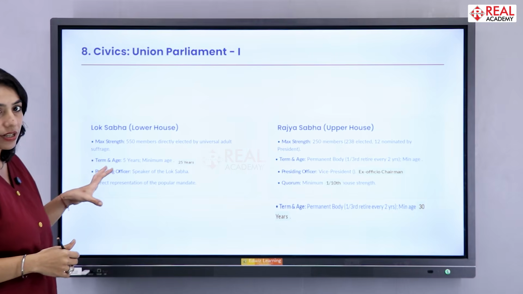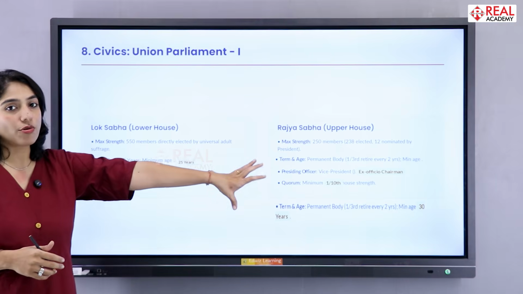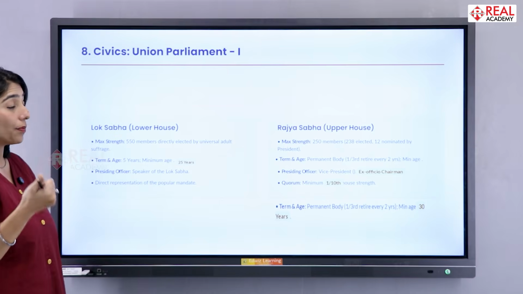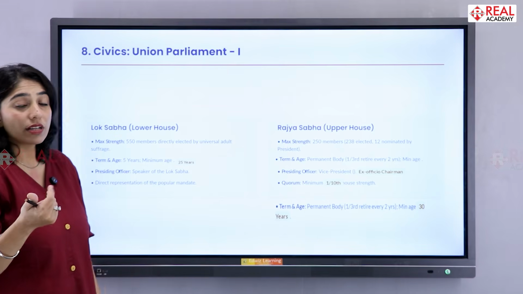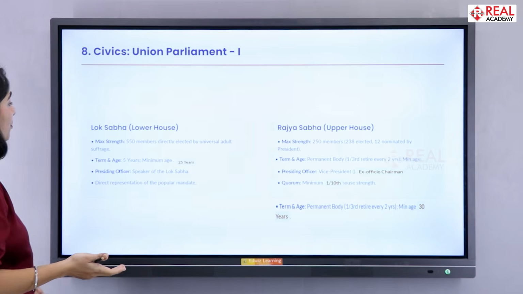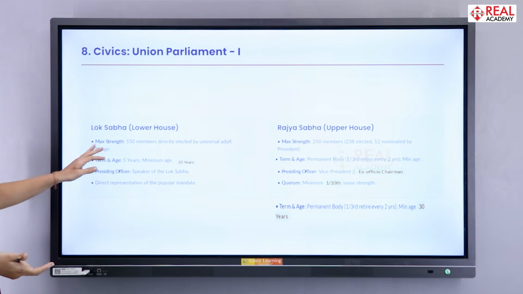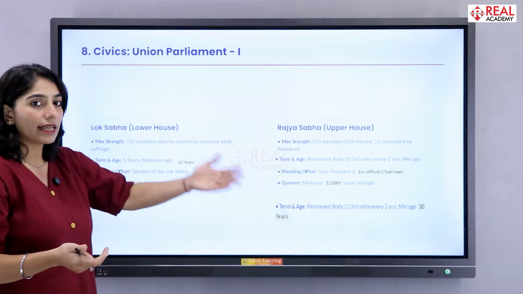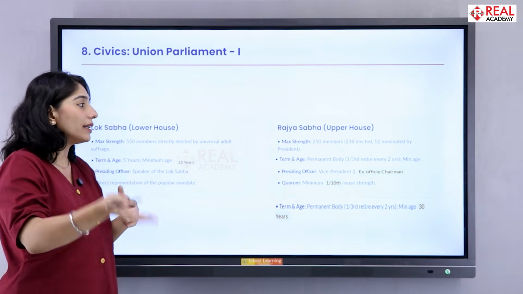We specifically talk about Lok Sabha and Rajya Sabha, which is the lower house and the upper house. We talk about the composition, the legislative rights, and the executive rights. So we talk about the maximum strength. Here we have 550 members who are directly elected. That means we as people elect them.